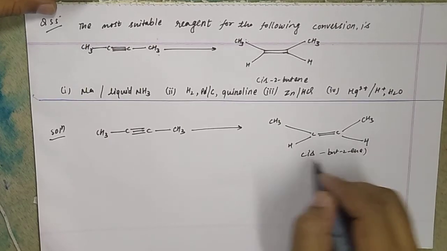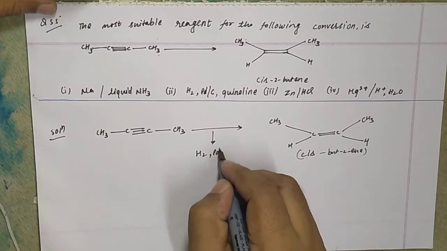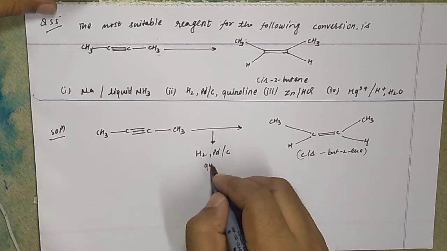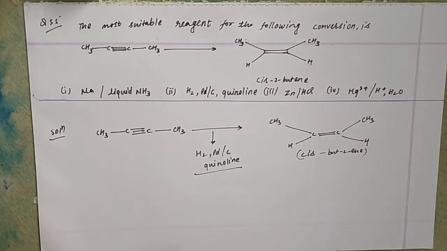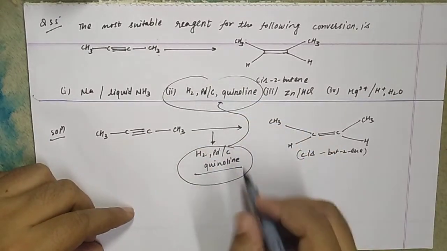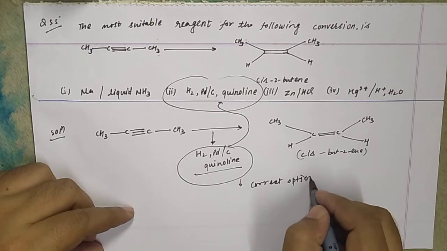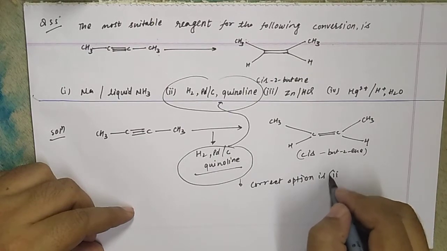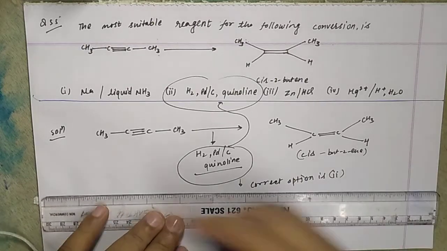Cis butene. So cis is formed by what? The normal catalyst, that is H2 with Pd-C and quinoline, palladised charcoal, where hydrogen gas is absorbed on that and will give the cis. So this corresponds to option number B. The correct option is the second.